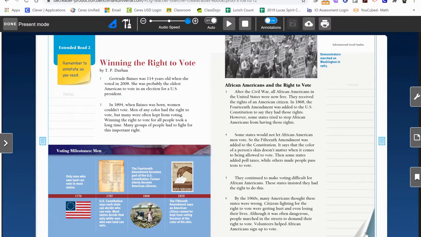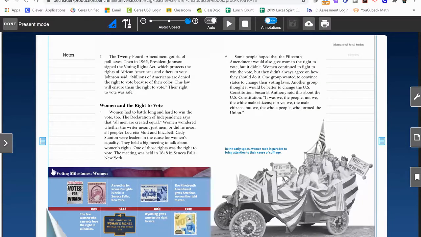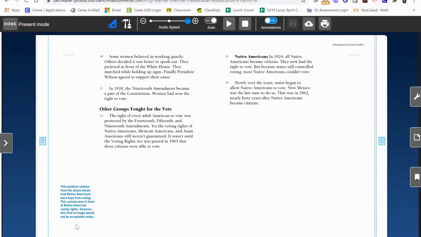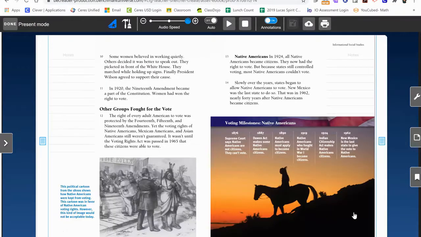Okay, I'm going to keep going. I'm going to look for more timelines. Okay, on page 24, I see another timeline, and this one is called Voting Milestones, Women. So this timeline shows me important events in women's voting rights and when they happened. So here are some dates and when they happened. Okay. On page 27, I see another timeline. This one is titled Voting Milestones, Native Americans. This timeline shows me important events in Native American voting rights and when they happened.